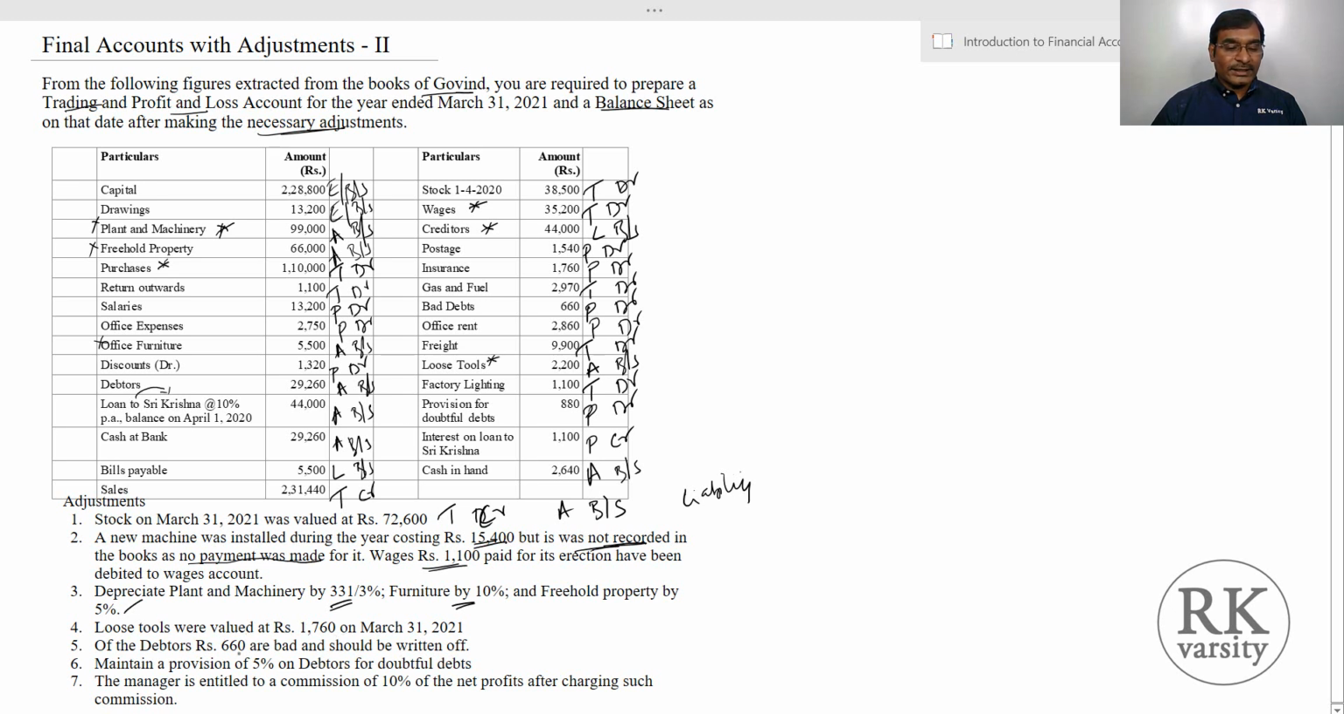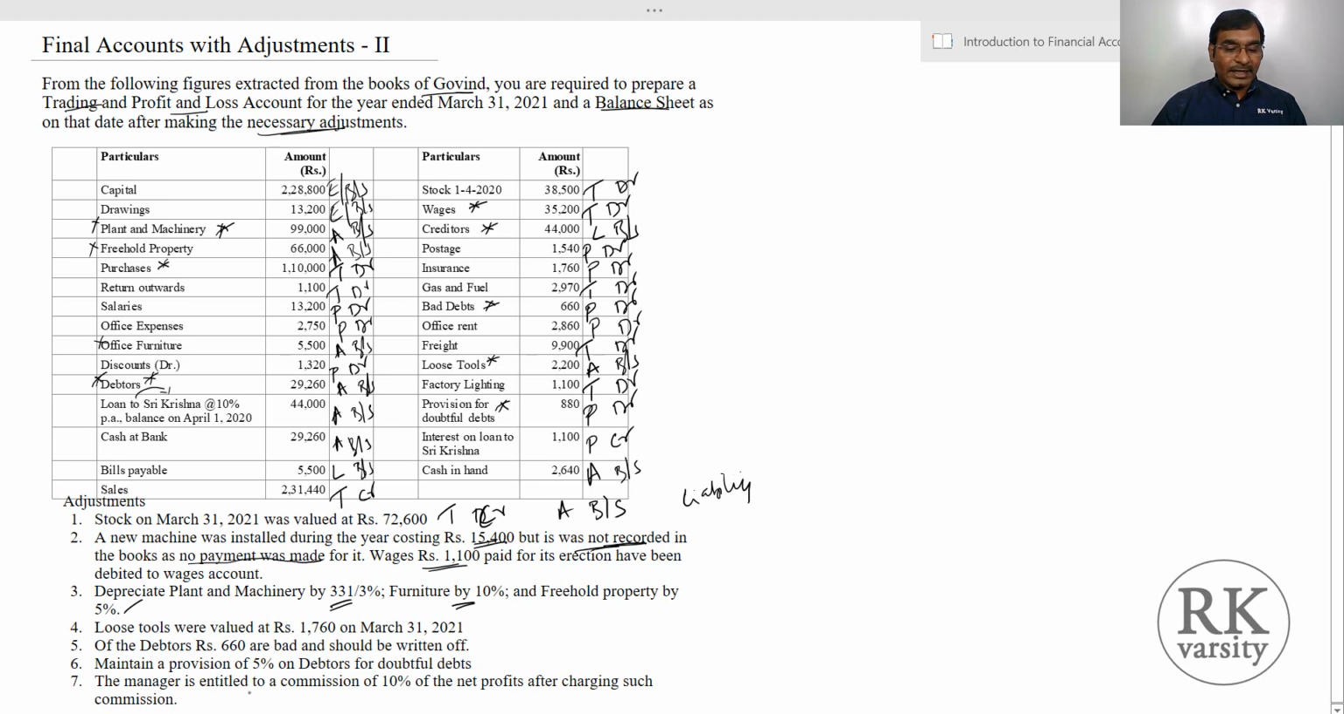Of the debtors, 660 are bad debts and should be written off. So here you have bad debts. So this also has an adjustment, and your debtors also have an adjustment. So debtors is another adjustment. Then maintain a provision of 5% on debtors. So another adjustment for debtors, and the provision for doubtful debts also has an adjustment.